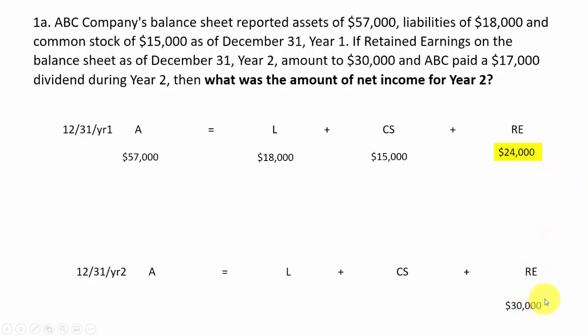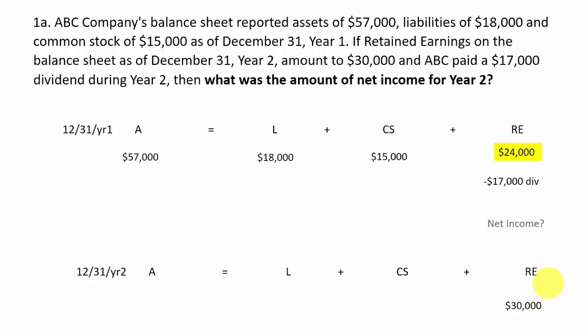Now there's only one way retained earnings can go up, which is to have income, and the way that retained earnings goes down is to pay out dividends. So it looks like the company paid out dividends of $17,000, and the retained earnings still went up. That $30,000 is after everything had happened, that is, after all the income and after all the dividend payments.